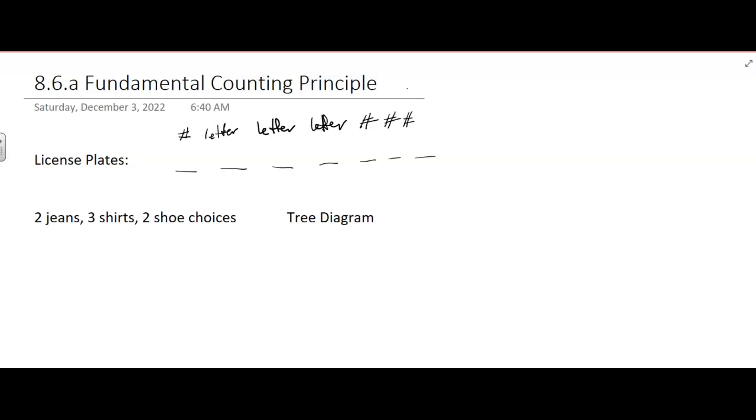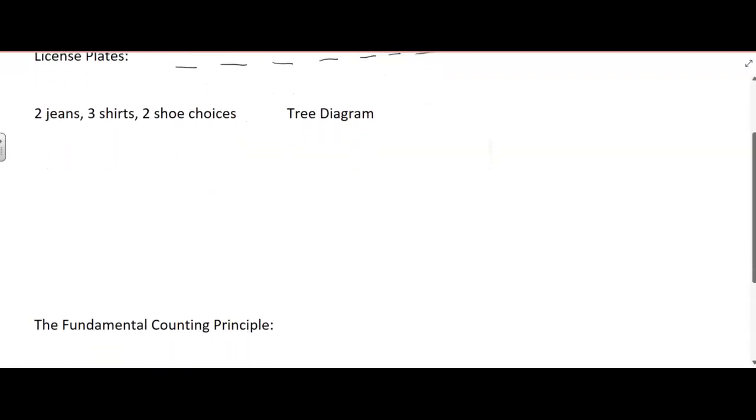Well, how many license plates can we make? There's 26 letters in the alphabet. We have 10 digits, right? 0, 1, 2, 3, 4, 5, 6, 7, 8, 9. So that's how we're thinking of it in pieces. So we'll come back to this at the end.